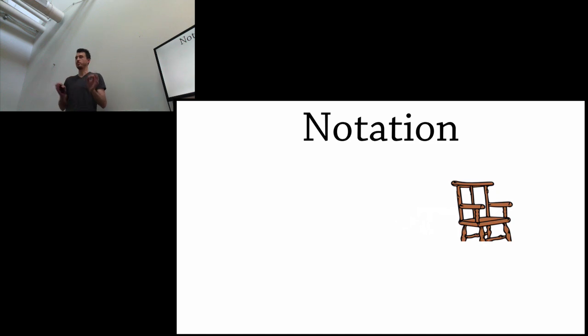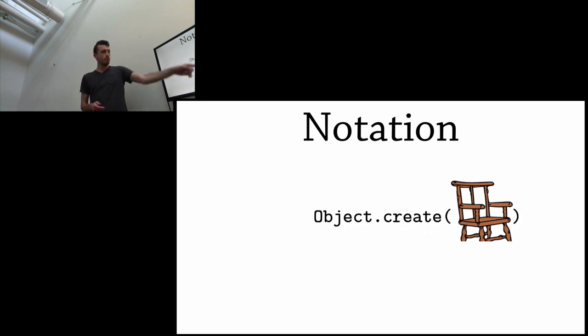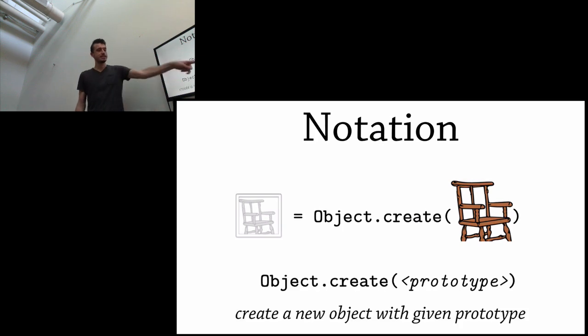So I'm going to use a little bit of JavaScript notation, very modern JavaScript. If we have a prototype, which is this chair, and I call object.create on it, I get my own chair. So object.create takes a prototype, and it gives you back an object with that prototype. So this is my chair, this is your chair. Does this kind of make sense? Yeah? Okay.